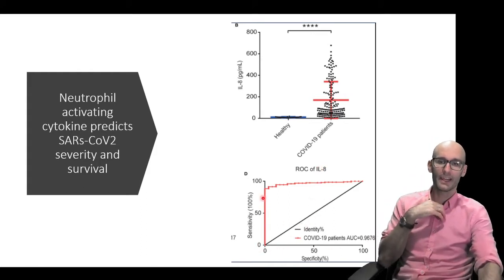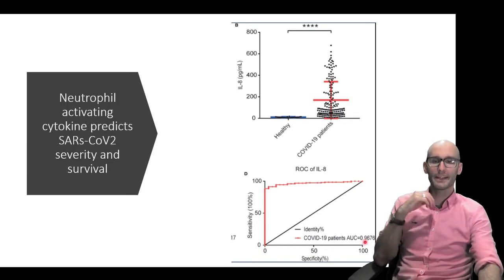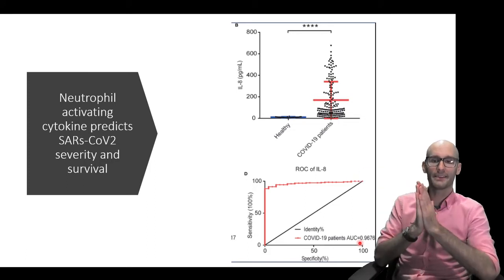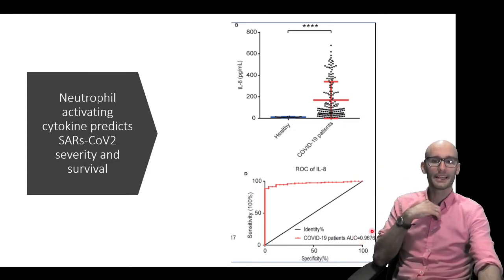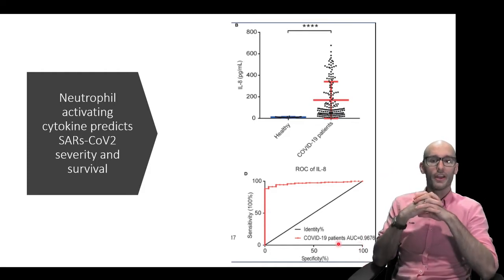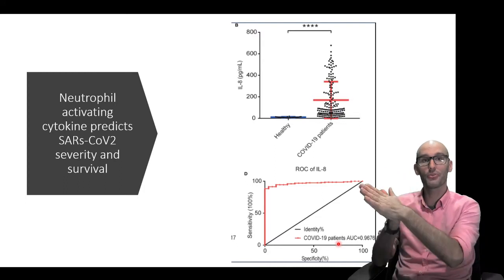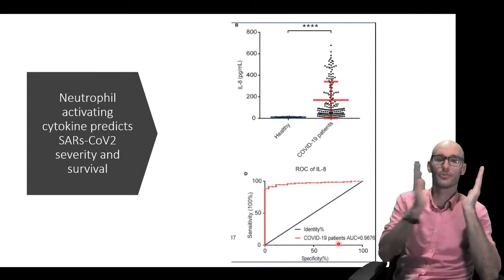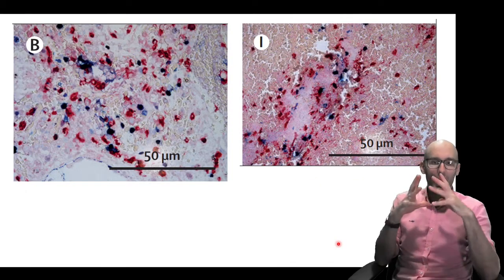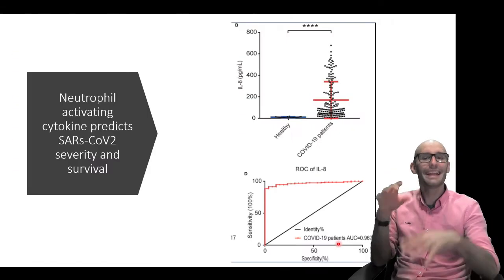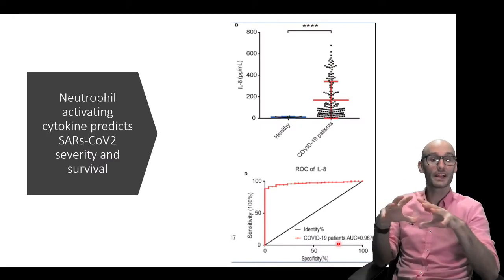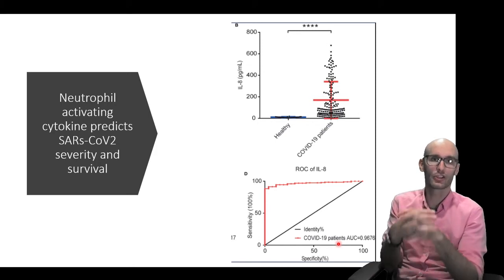So this is a curve here, called a ROC curve, and basically you can give a ROC curve a score out of 1 on how good it is as a diagnostic test. And what we can see is that this has a 0.967 score on how good it is at distinguishing between a healthy control patient and a SARS-CoV-2 patient. So it's a good biomarker of the disease. And so there's already a hint here that perhaps neutrophil activity is definitely upregulated in SARS-CoV-2 patients.